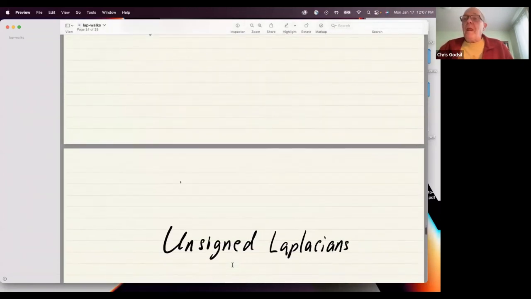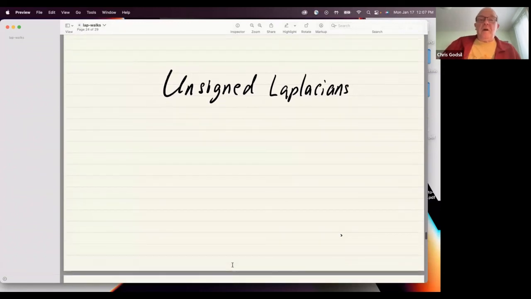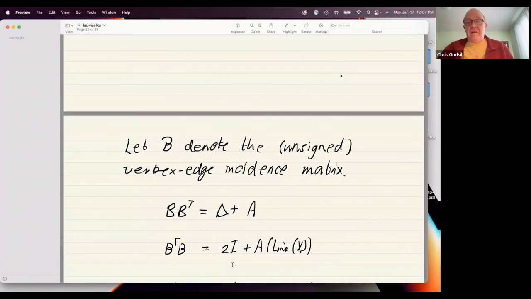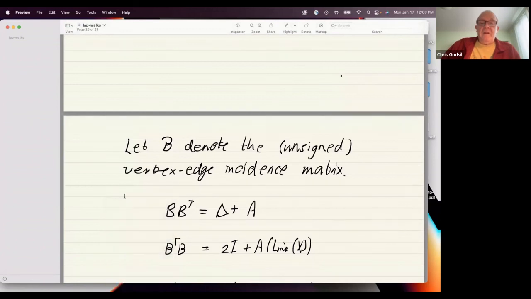Now, this is going well. Signed Laplacians are all very well. The unsigned Laplacian, if you think about it for a second, you realize it's going to work much the same. If B is the unsigned vertex-edge incidence matrix, then BB transpose is equal to this, the degrees plus the adjacency matrix. This is what I'm calling the unsigned Laplacian. So adding the degrees, they're taken away.